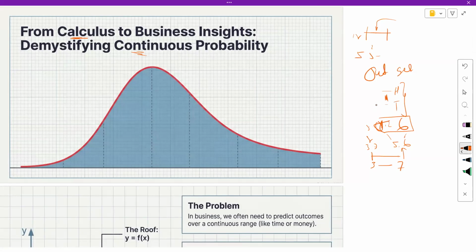And student marks. The student marks in the mathematics subject, they may get 70, 70.5, 70.65, 90, 90.25. So they can take any values. The weight of a particular item may be 2 kilograms, 3 kilograms, 2.6 kilograms, 2.65 kilograms. It takes any value. Therefore, it comes under continuous probability.